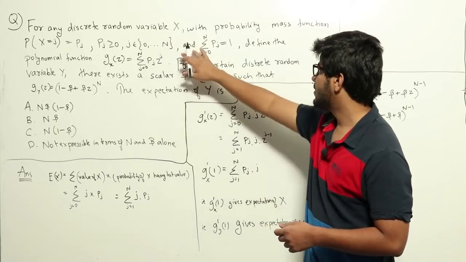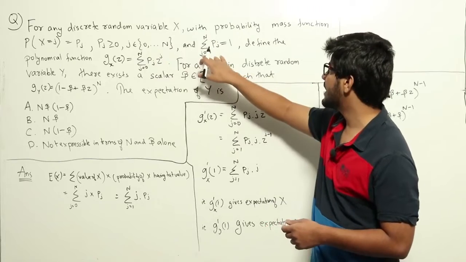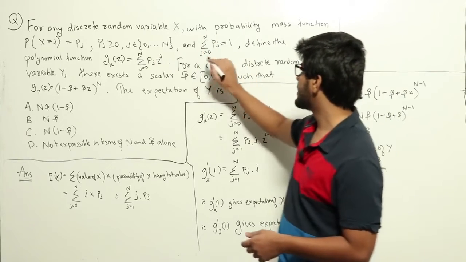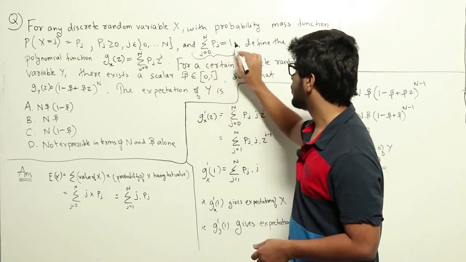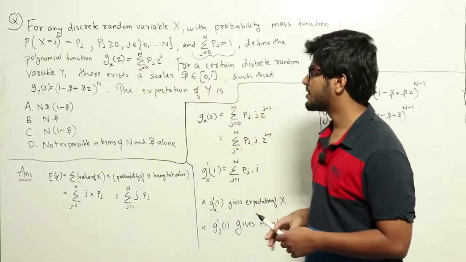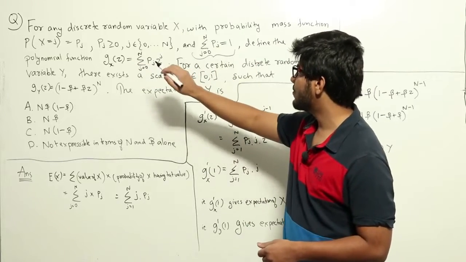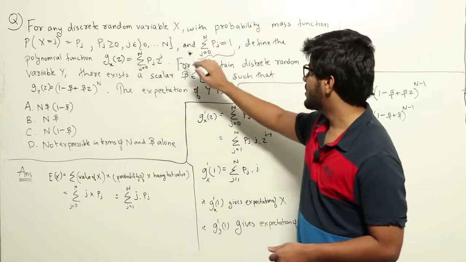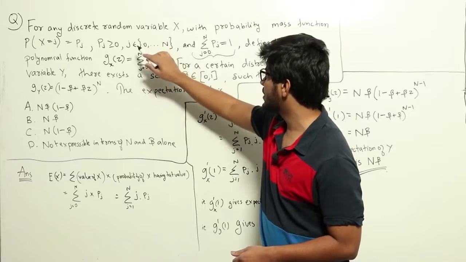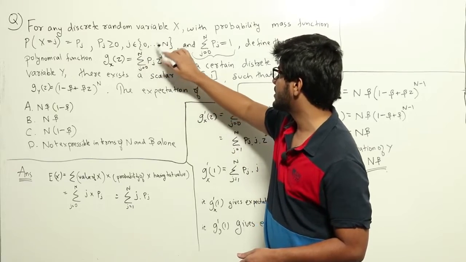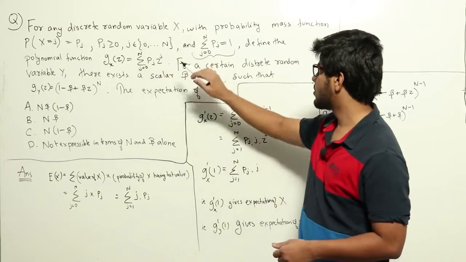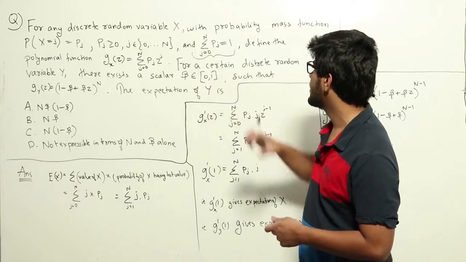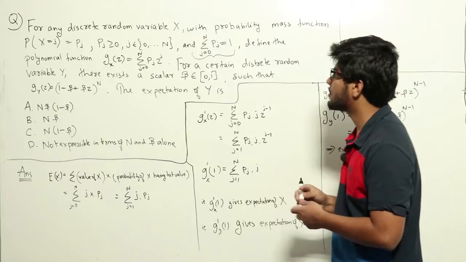up to n. And also it says that sigma j equal to 0 to n, P of j equal to 1. Now this is the condition for this becoming a probability distribution. If x can have values from 0, 1, 2, etc. up to n, and the sum of the probabilities of x getting the values 0, 1, 2, etc. up to n is 1, then we can model it as a probability distribution. So this is just the condition for it to become a probability distribution.